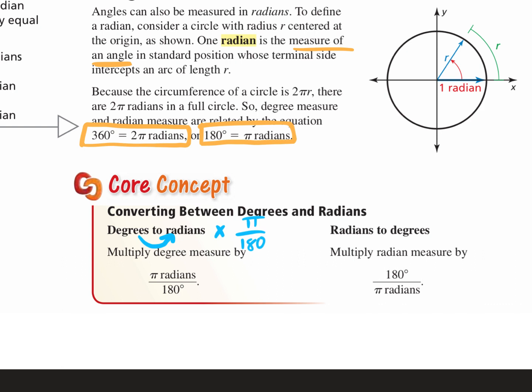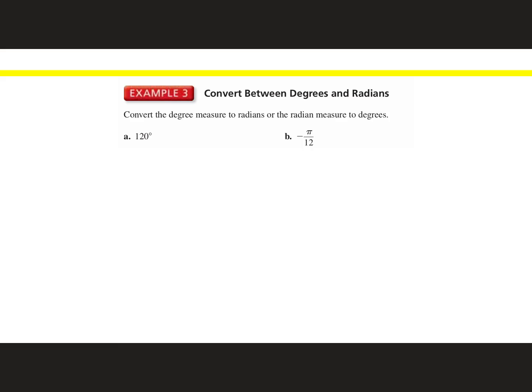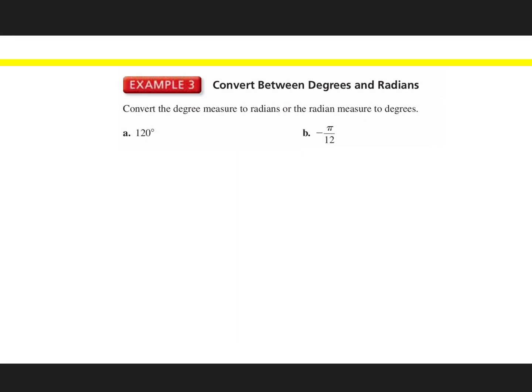So we take whatever degree measure that we're given and we multiply it by pi over 180. We can also go from radians to degrees by multiplying by 180 over pi. So you just have to know the difference between the two. All right, so we're converting the degree measure to radians or the radian to degrees.